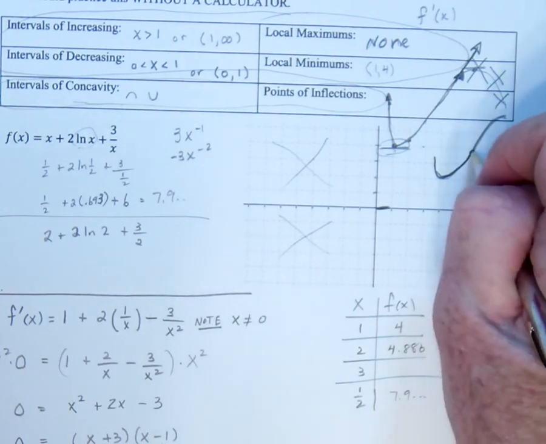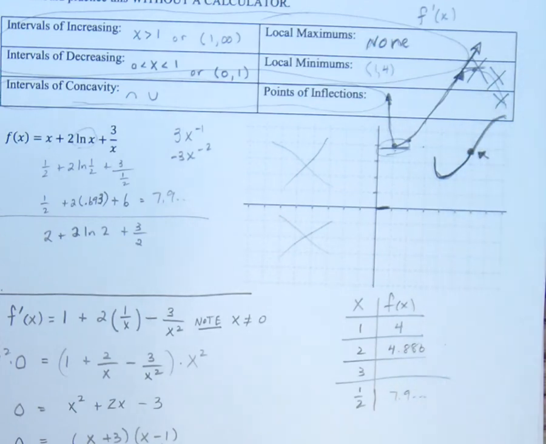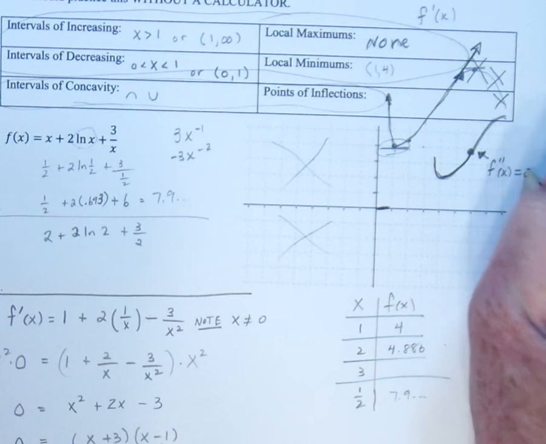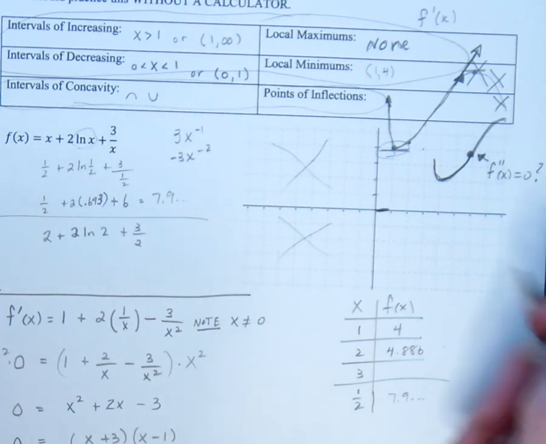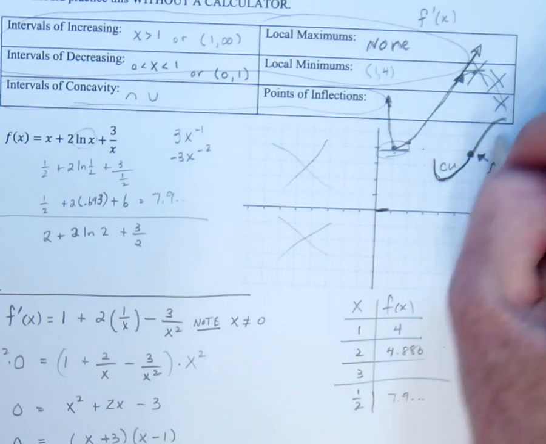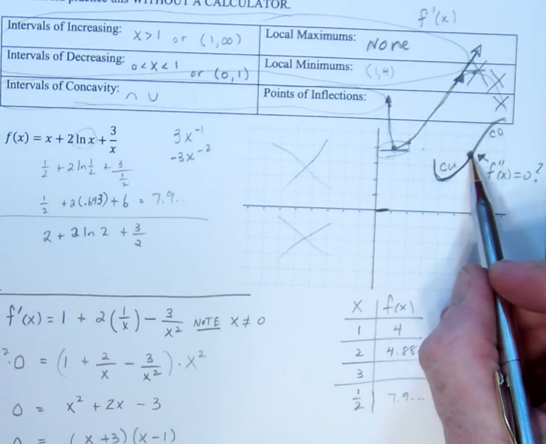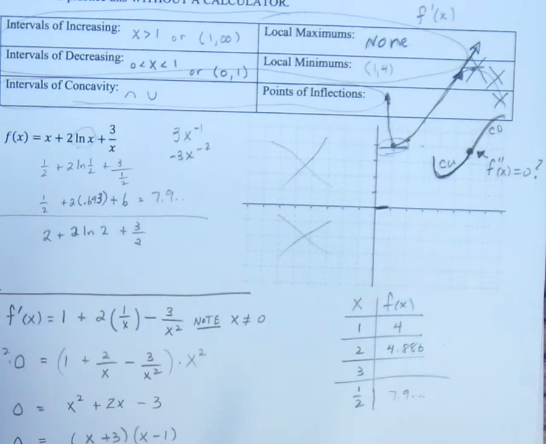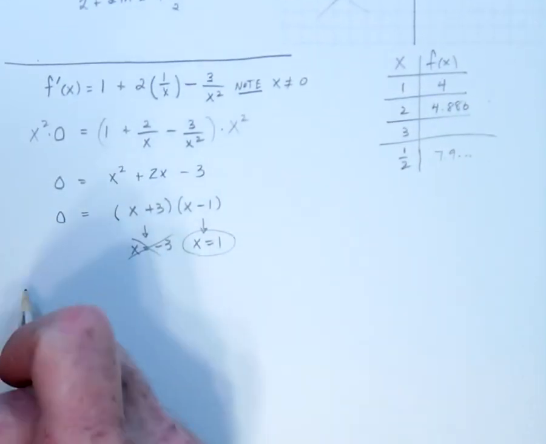So what we have to do is find out, is there a point like this, which is called a point of inflection? And that comes from if the second derivative equals 0. Question mark. Does the second derivative equal 0? Does it go from concave up to concave down? That would be the inflection point, if there is one. So for that, we're going to need the second derivative.